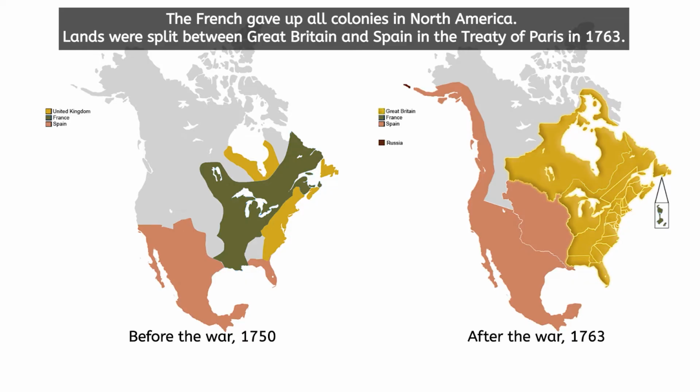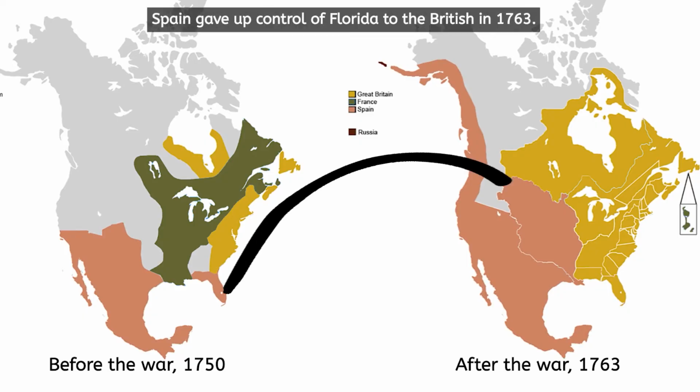All lands east of the Mississippi River and in the north were given to Great Britain. All lands west of the Mississippi River were given to Spain. This meant Spain had to give up control of Florida to the British. Keep that in the back of your mind. We'll talk about it later.